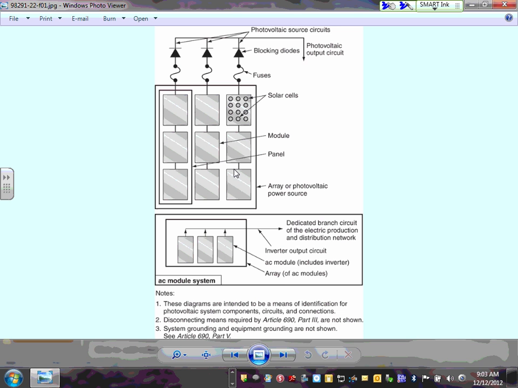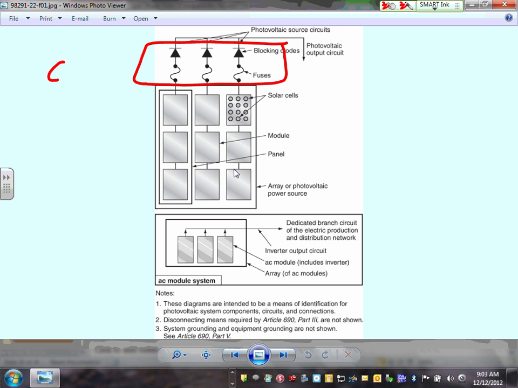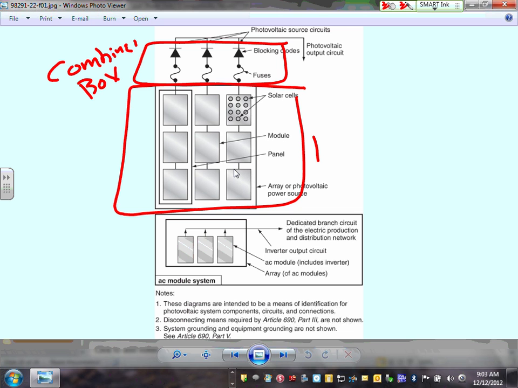The single most important thing is this diagram directly from Article 690. It will tell you how the system is put together. This is called the combiner box. These are your panels, and then come over here. You have the inverter, and then you have really easy.